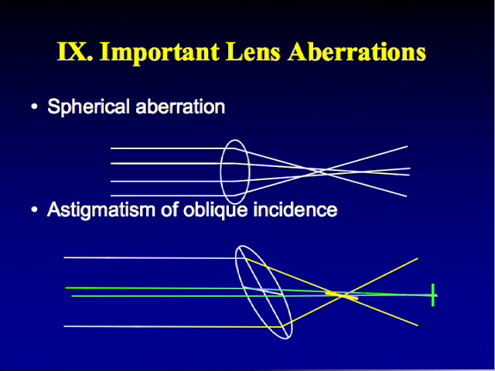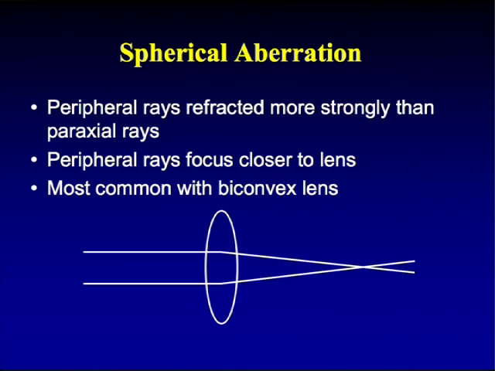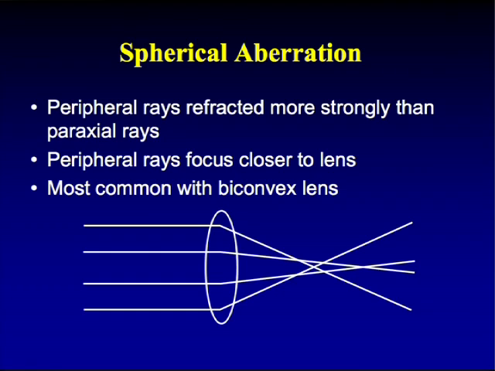There are other aberrations in the eye that I want to mention, important aberrations, two in particular: spherical aberration and astigmatism of oblique incidence. Spherical aberration is where the peripheral rays are refracted more strongly than paraxial rays. So in this example I have here with a biconvex lens, the central rays don't see as much curvature. The peripheral rays see more curvature, so they get refracted more strongly. So now you end up with these aberrations that cause distortion and reduce the best visual acuity.